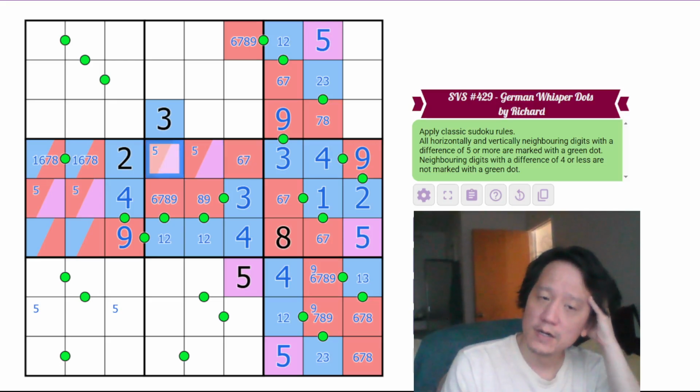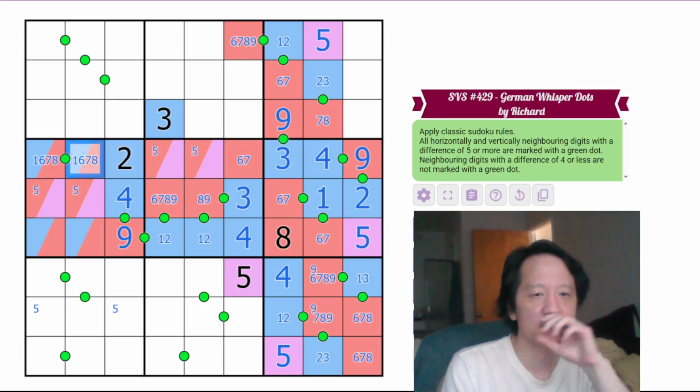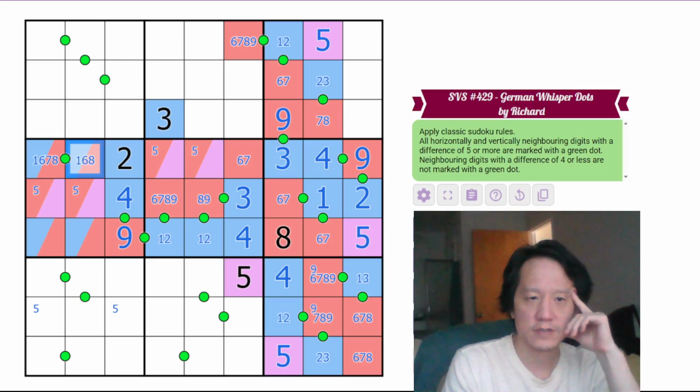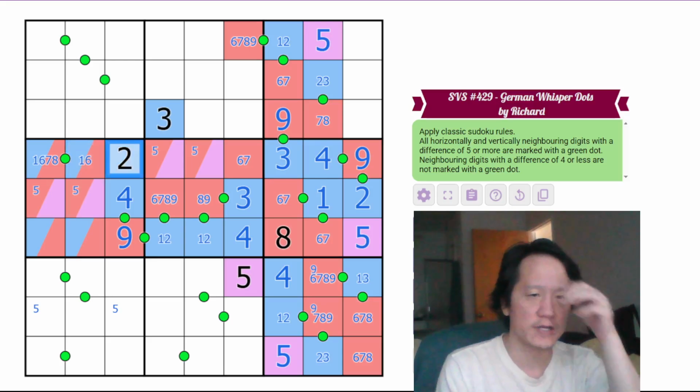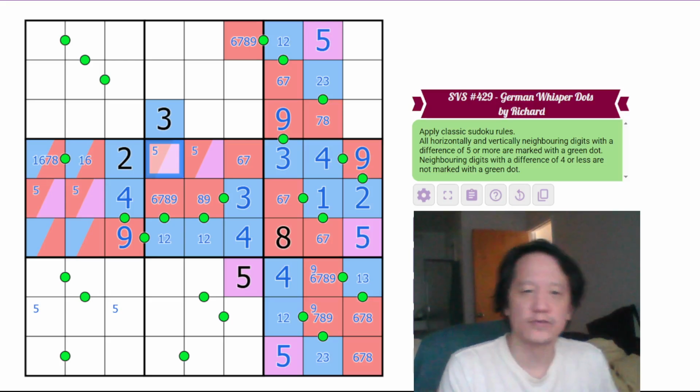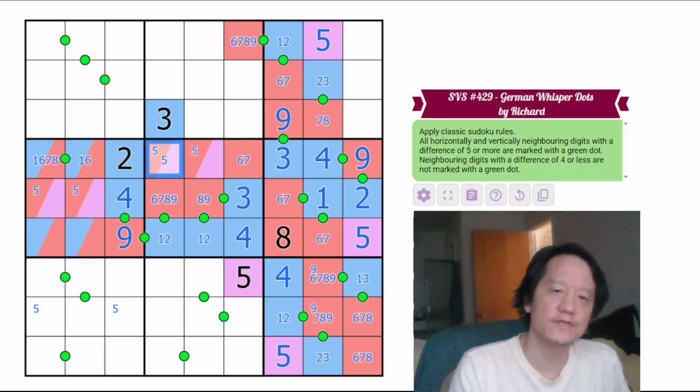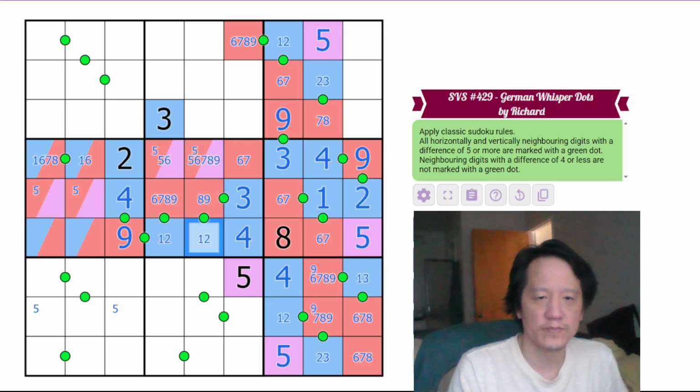This 2 cannot be next to 7 or 8. This can't be 7 or 8. This can't be 7 or 8. It's 5 or 6 here. This could be 5 through 9. That's fine.